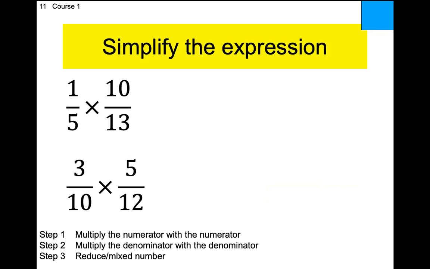All right, we look at the crosses one at a time. Does anything go into 1 and 13? Other than 1? No. Does anything go into 5 and 10? 5. 5 goes into 5 how many times? So we cross through the 5 and we write a 1. 5 goes into 10 how many times? So we cross out the 10 and we write a 2.